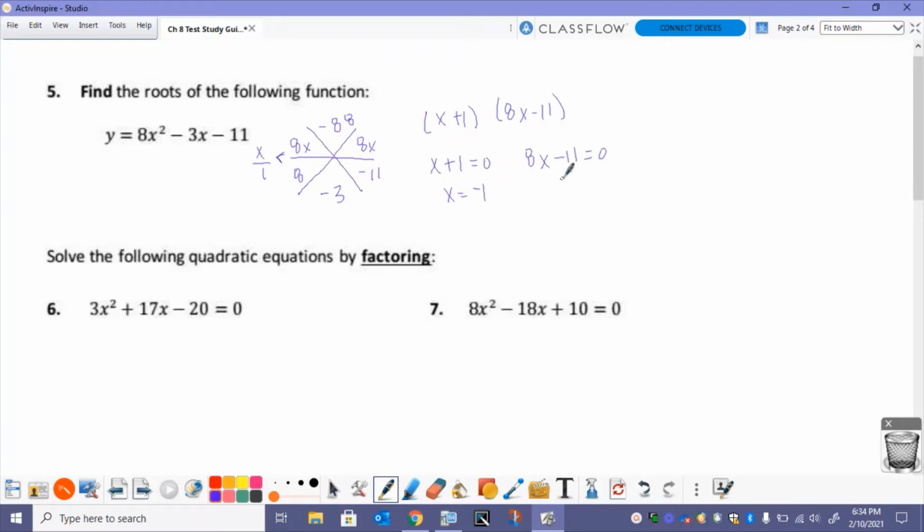And then for this one, we have a couple more steps. We're going to start by adding 11. So 8x equals 11. And then we're going to divide by 8. So we get x equals 11 over 8.